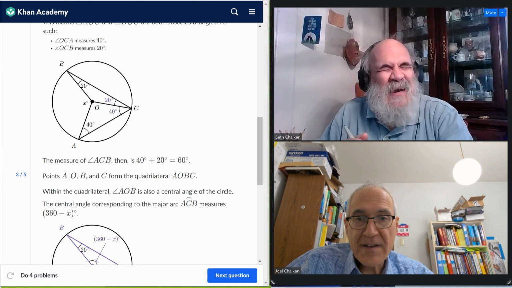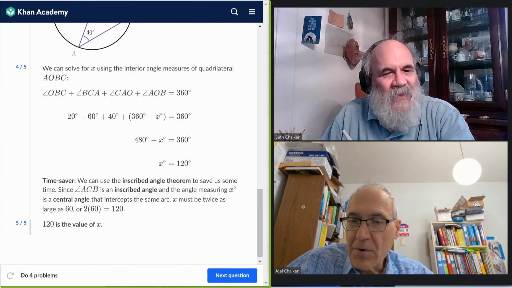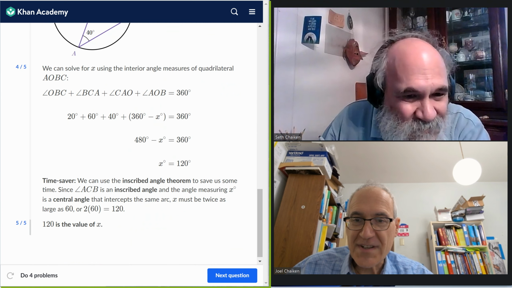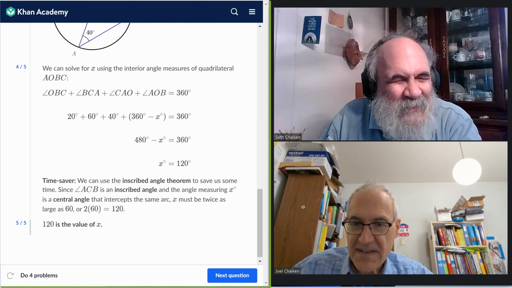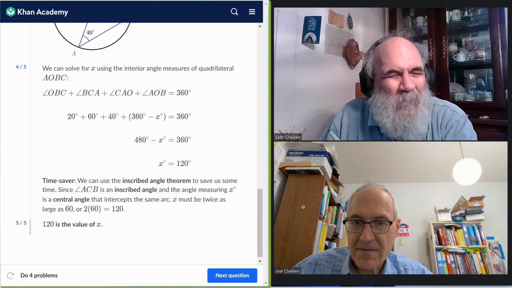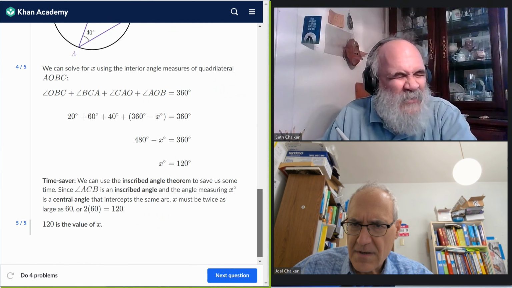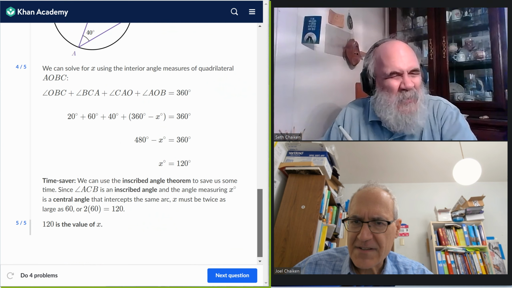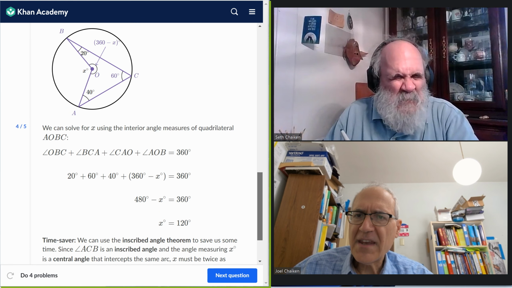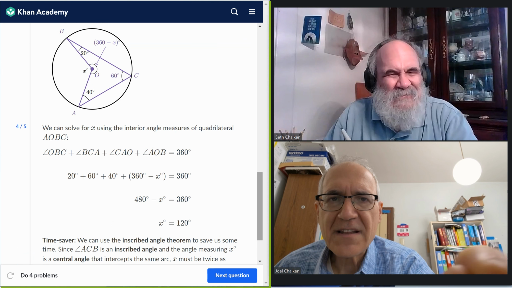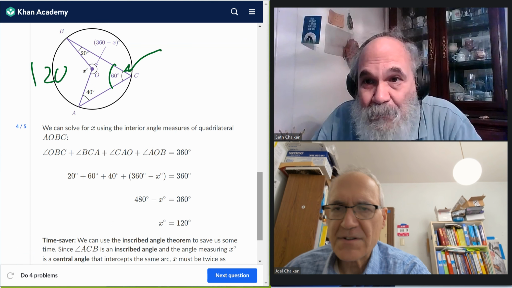That's a good way of doing it. They used the approach we did: we can use the inscribed angle theorem to save us some time, since ACB is an inscribed angle. They did not use the inscribed angle theorem in their approach. Since ACB is an inscribed angle, we could save time by using it. Once you realize that this is 60, you immediately know that that's 120.